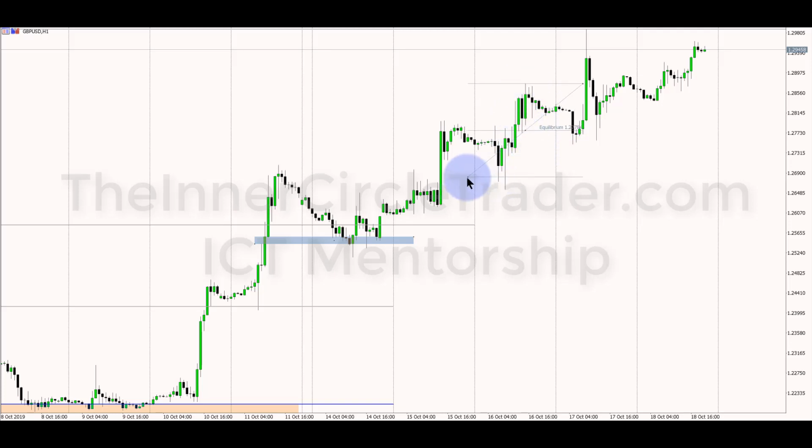High. Low. Equilibrium. At or below it, what exists? Well, there's no fair value gap, but what else exists? Bullish order block. Which one? Which one?